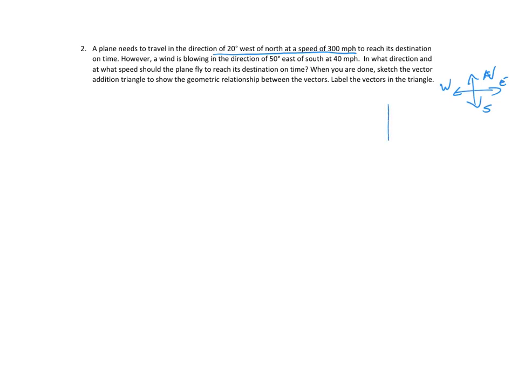And now I'm going to draw in the vector that we're given. So this is actually the resultant vector, so the net effect of the velocity of the plane and the wind. So that's going to be 20 degrees west of north. So when we want to draw this, we're going to start at north. So we're going to start vertically, and then we're going to rotate 20 degrees to the west, so downwards from north. So this is going to be our resultant vector. So this is 20 degrees west of north.